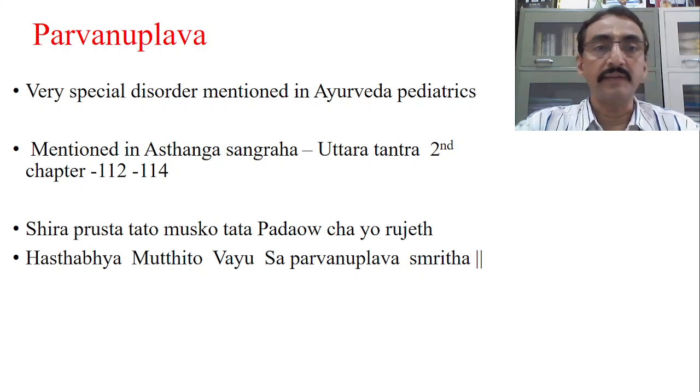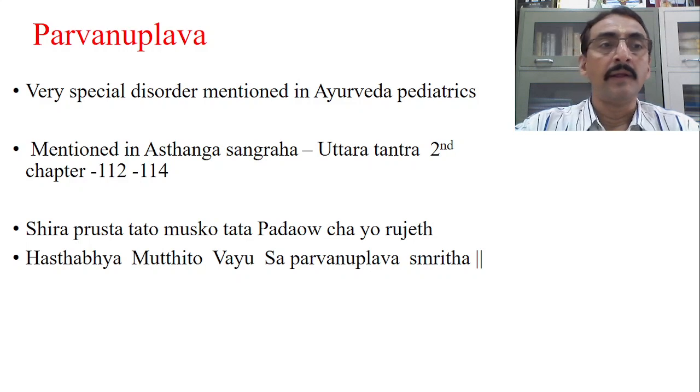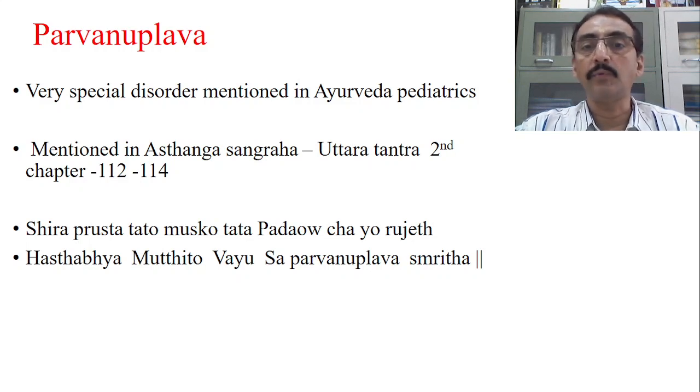So to start with, today we will start with a very rare disorder which is mentioned in Ayurveda, that is Parvanuplava. Parva, Sthula Sandhi, Parva, etc. words are mentioned in Ayurveda. Usually this Parva refers to the joints, or maybe the small joints. Now, Parvanuplava is one of the disorders mentioned in Ashtanga Sangraha Uttara Tantra, second chapter, shloka number 112 to 114.